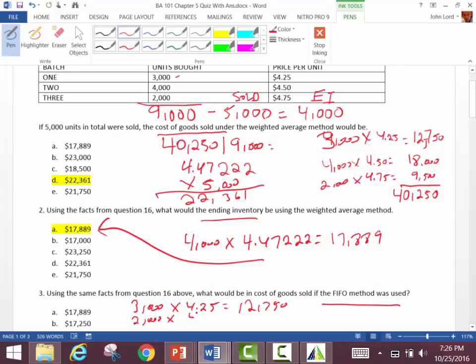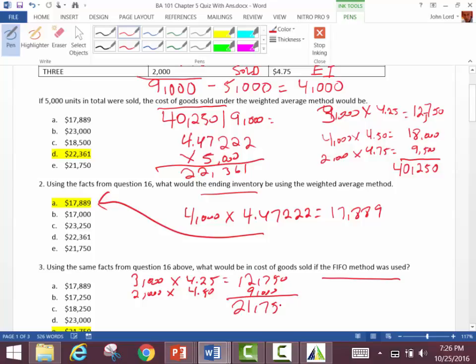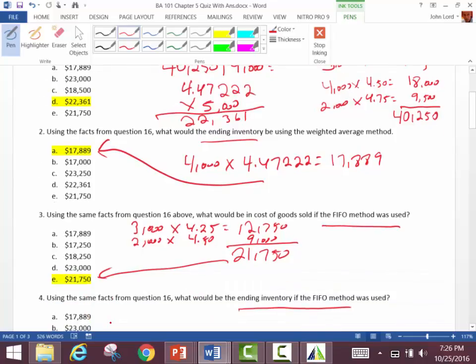2,000 from batch 2 at 450 each. That's what, 9,000? Right? So how many are we left here with now? 2,000? Yeah, okay, so there's 2,000 left there now. Okay, and so for our cost of goods sold, though, what do we have here? 21,750. That number right there? Beautiful. You want to do ending inventory for me?